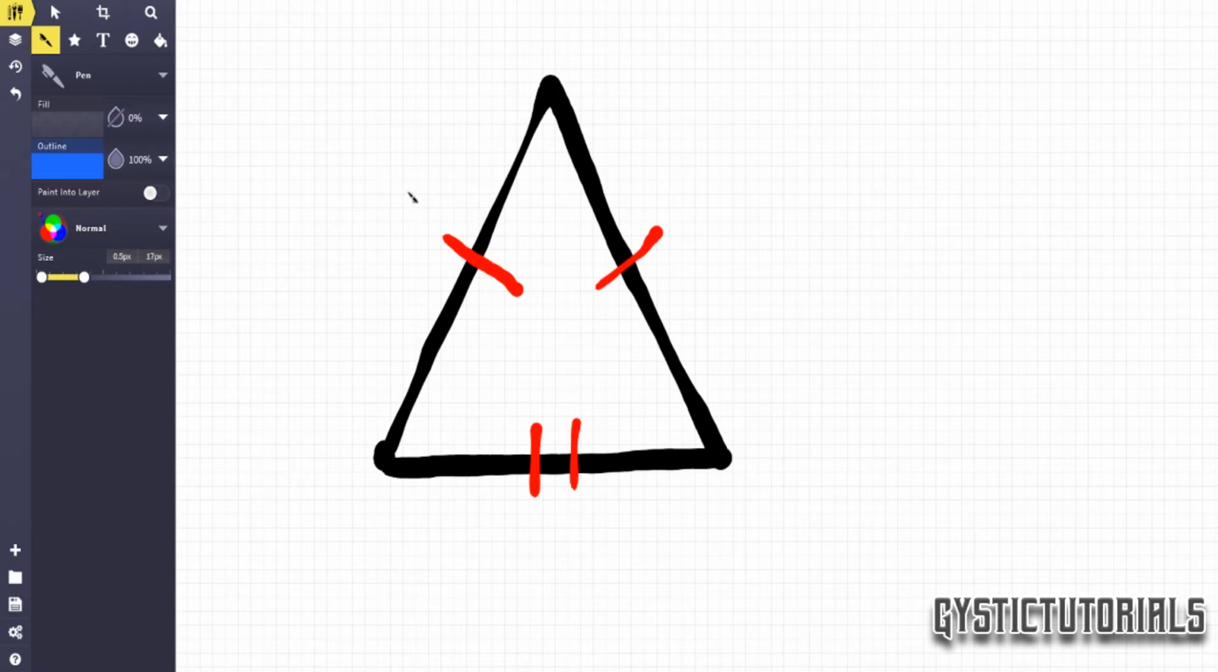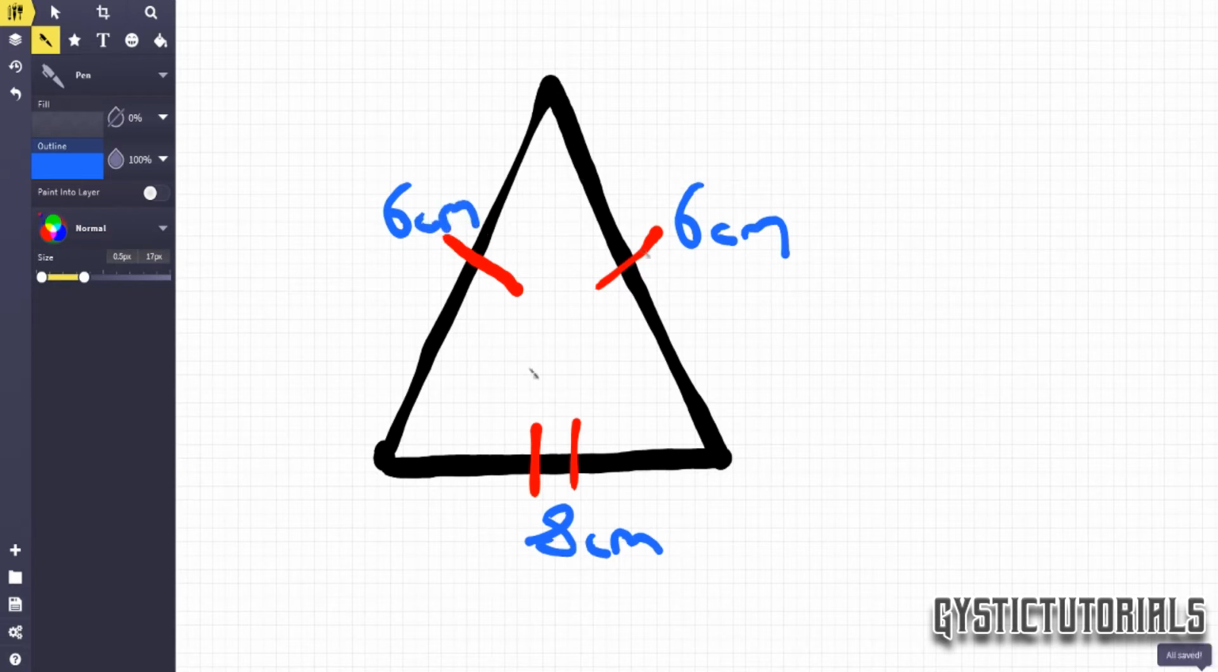I'm going to give these some measurements, so I'm just going to give this 6 and this 6 as well because they're the same. And let's just say this is the larger side, so we'll say 8, and then cm. Sorry if my writing's a bit bad, I'm writing with a mouse. I will eventually get a sketch pad, but this will have to do for now. Look at that, that's horrible.